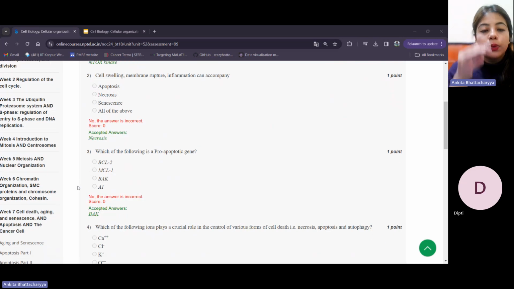Then Question 2 was about cell swelling, membrane rupture, and inflammation. They can accompany which of the following, whether it is apoptosis, whether it is necrosis, whether it is senescence, or all of the above. Now, I hope that based on the last interaction session, the differences between these terminologies is clear to everybody.